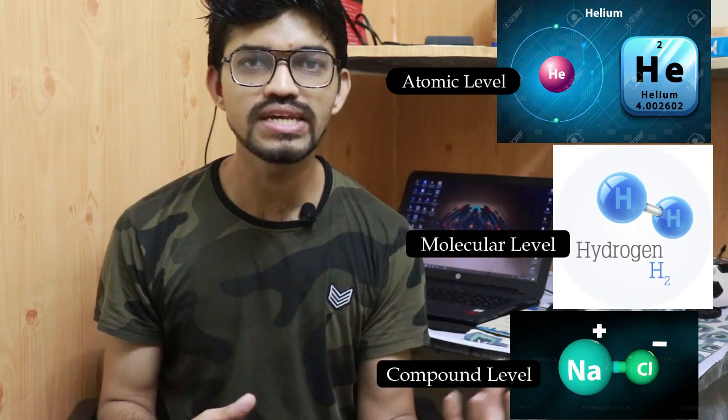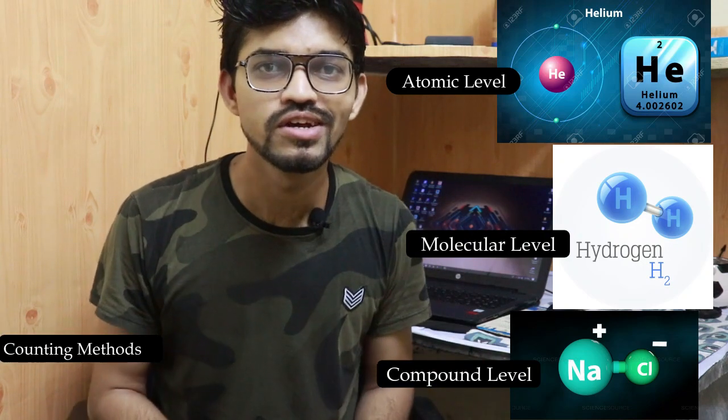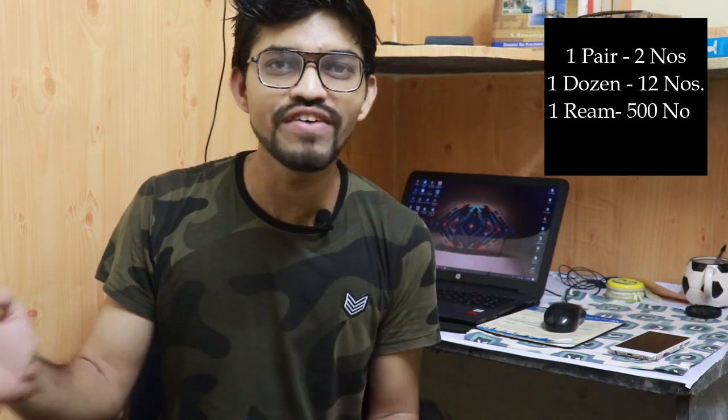So guys, over here we are dealing with these counting methods. In physics, suppose I'm having one pair of shoes, that is nothing but two shoes. I'm having 1 dozen of X, that is 12 X. I'm having one ream of paper. It means one ream is equal to 500 sheets of paper. It means I'm having a total number of sheets, that is 500.